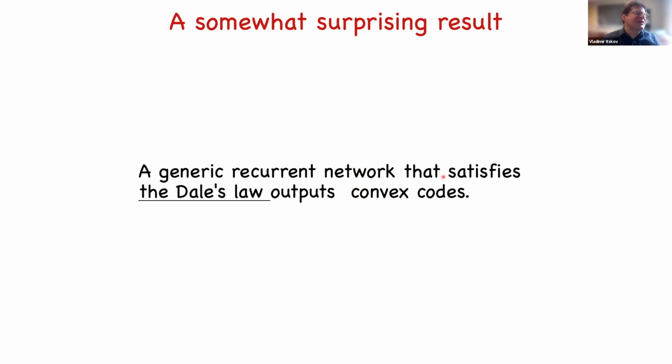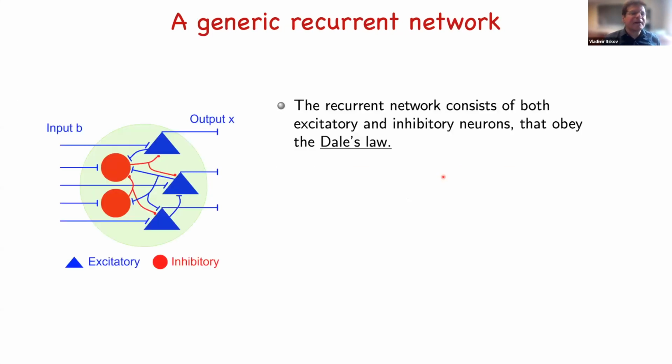Okay, now let's connect it to recurrent networks. And a somewhat surprising result is that a generic recurrent network that satisfies Dale's law indeed outputs a convex code. So now I will try to explain this claim. We consider a recurrent network that satisfies Dale's law. Of course, this means that there are excitatory and inhibitory neurons. Here excitatory are in blue, inhibitory are in red.